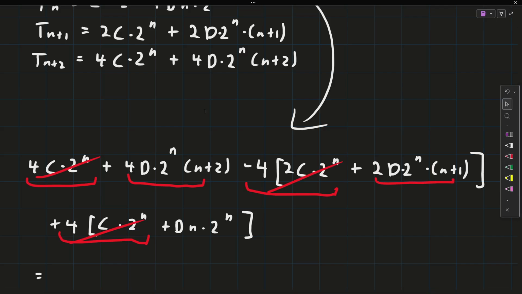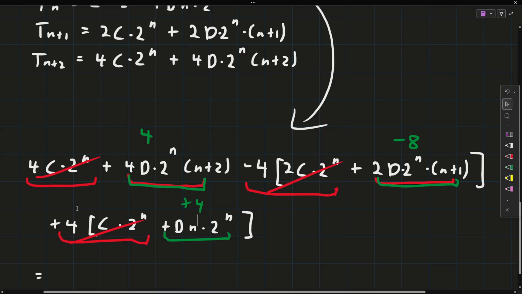I'll write in green above. So we have 4 of these terms in green. Here we have minus 8 of those terms. And then here we have another plus 4 of those terms from that 4 out the front, from the 4 out the front down here. So yeah, basically we end up getting 0 again.